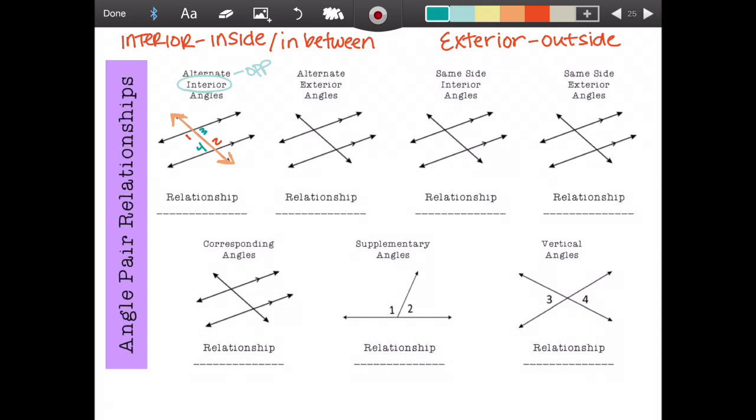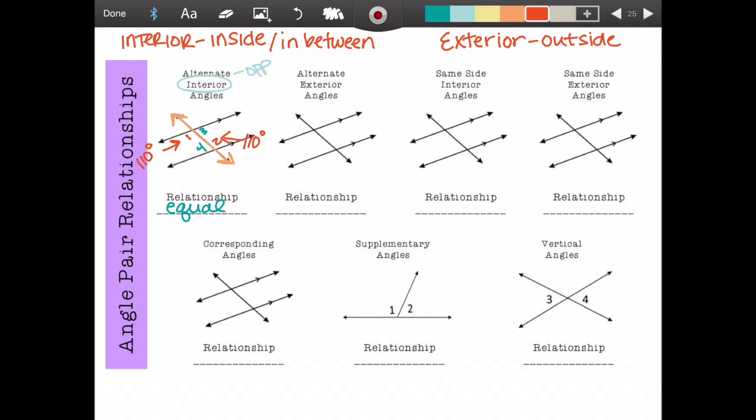Now, their relationship is what's important to know. Alternate interior angles have measures that are equal. So if angle 1, let's say, is 110 degrees, then its alternate interior angle 2 is also 110 degrees. They are the same, so they're equal in measure.